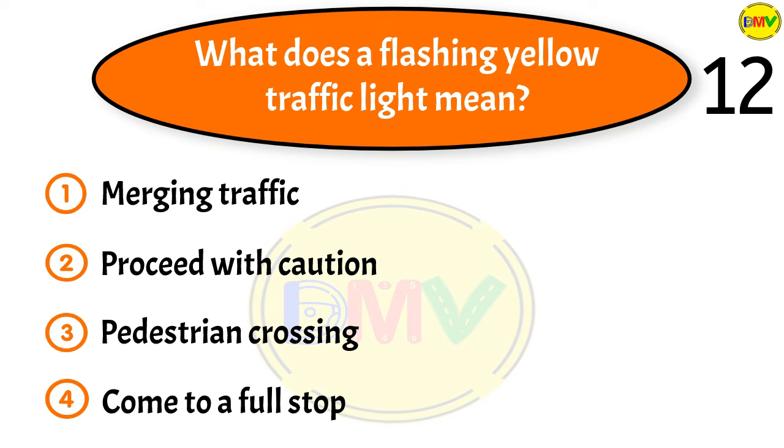Question 12. What does a flashing yellow traffic light mean? 1. Merging traffic. 2. Proceed with caution. 3. Pedestrian crossing. 4. Come to a full stop. The correct answer is 2. A flashing yellow traffic light indicates that you should drive with caution.